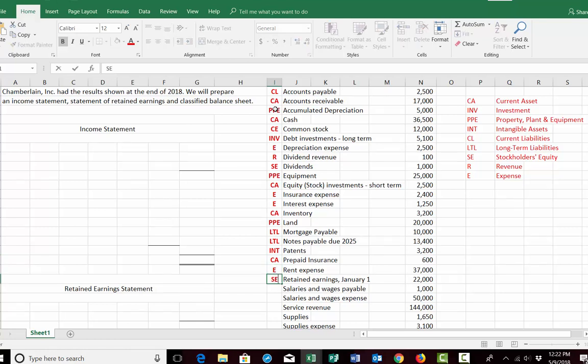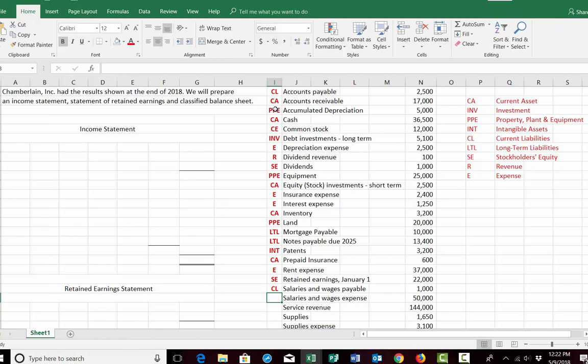Retained earnings, part of our stockholders' equity. Remember, anytime you see a payable, it's a current liability. In this case, salaries and wages payable. Of course, our employees are not going to wait more than a few days to get paid after they worked, right? Maybe a week or so.